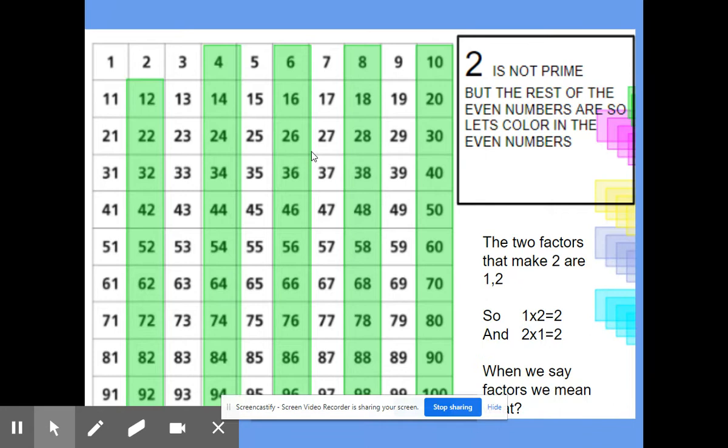2 is not composite, it is prime. It's the only prime even number. But all the others are multiples of 2. So the 2 factors that make 2 are 1 times 2. And so 1 times 2 equals 2 and 2 times 1 equals 2.